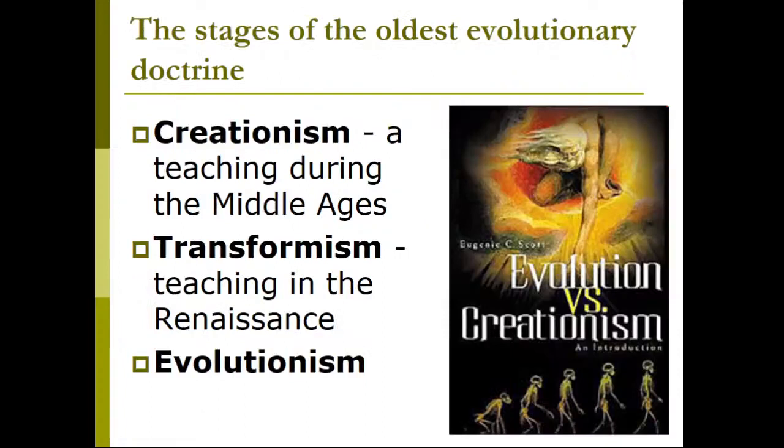And here we need to know three period terms. These are stages of the oldest evolutionary doctrine. Creationism, a teaching during the Middle Ages. Transformism, teaching in the Renaissance. And evolutionism.